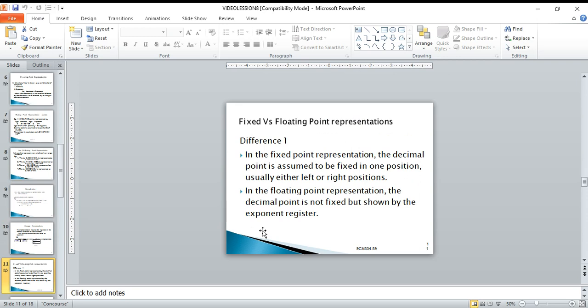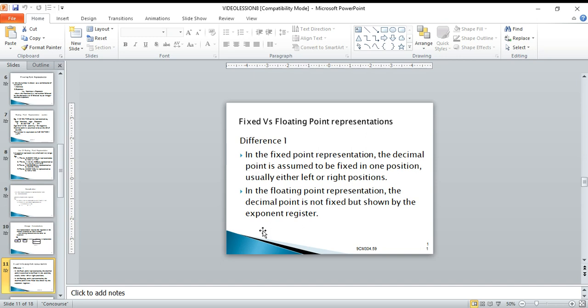Now we can see the fixed point representation. What are the differences between the fixed point representation and floating point representation? In the fixed point representation, the decimal point is assumed to be fixed in one position, usually either the left or right position. We can fix the decimal point.